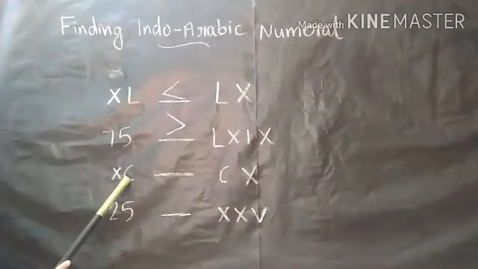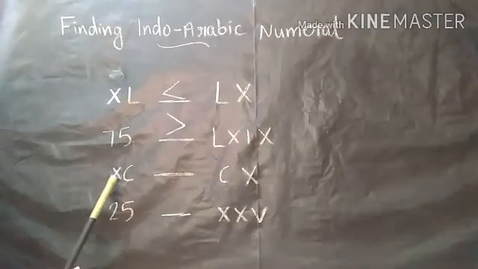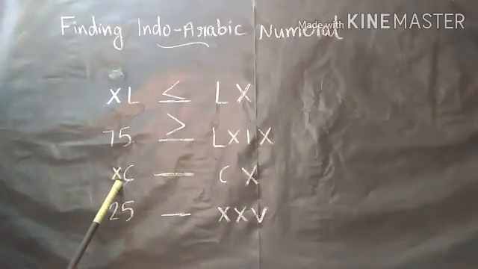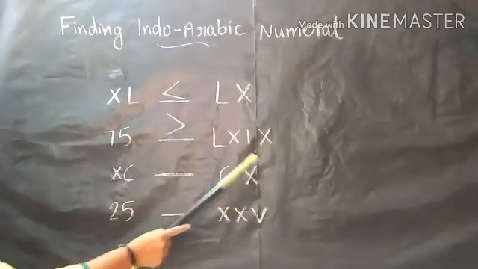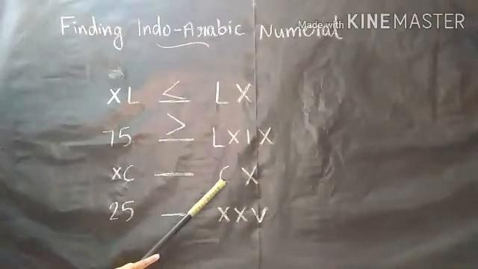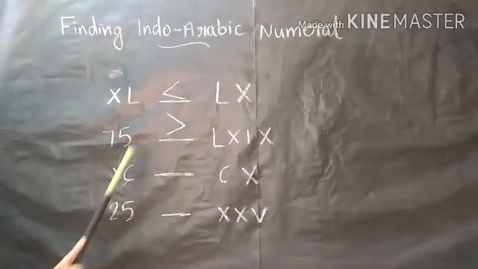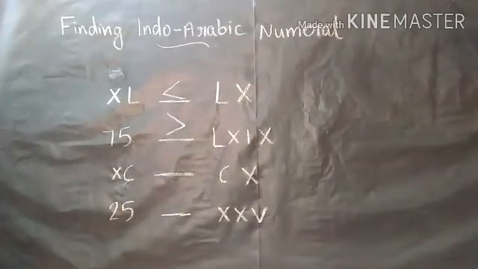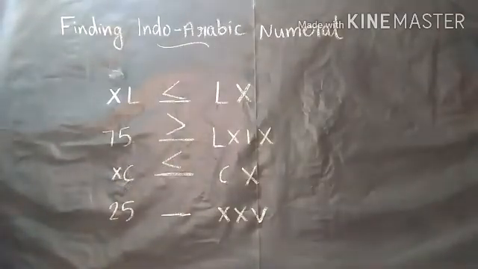Next we have XC and CX. XC, smaller value on the left side of a bigger value, do subtraction. 100 minus 10, this is 90. CX, smaller value on the right side, do addition. 100 plus 10, it is 110. So between 90 and 110, the bigger number is 110. So this numeral will be the greatest numeral.